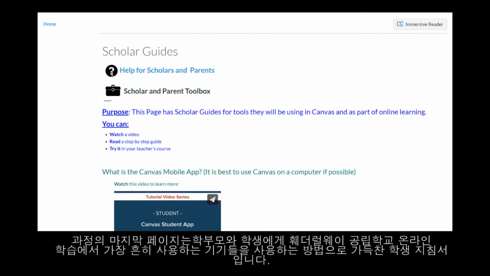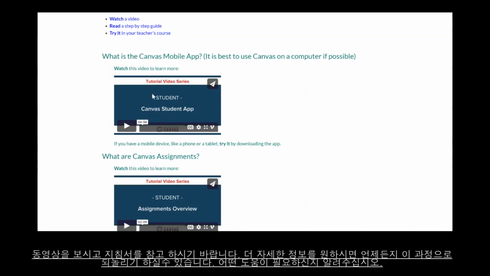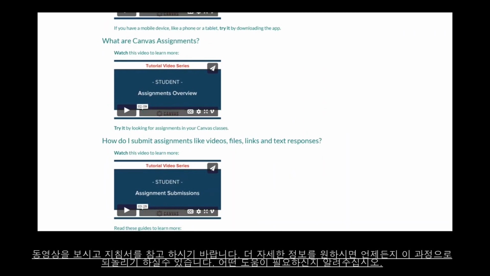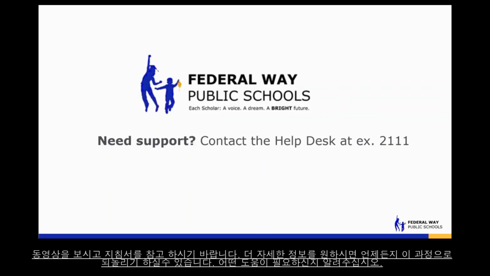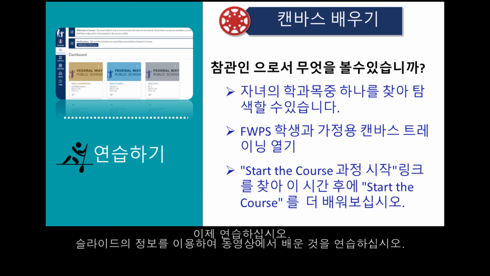The final page of the course is full of scholar guides to help you and your scholars use some of the most common tools for online learning in Federal Way Public Schools. Watch a video and access guides. You can return to this course anytime you want for more information. Let us know how we can support you best. Now it is your turn to practice. Practice using the information on the slide and what you learned in the video.